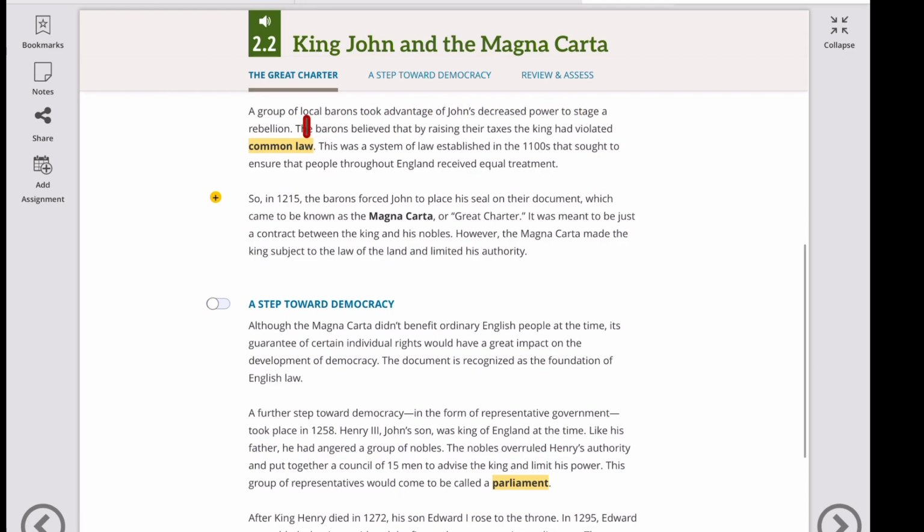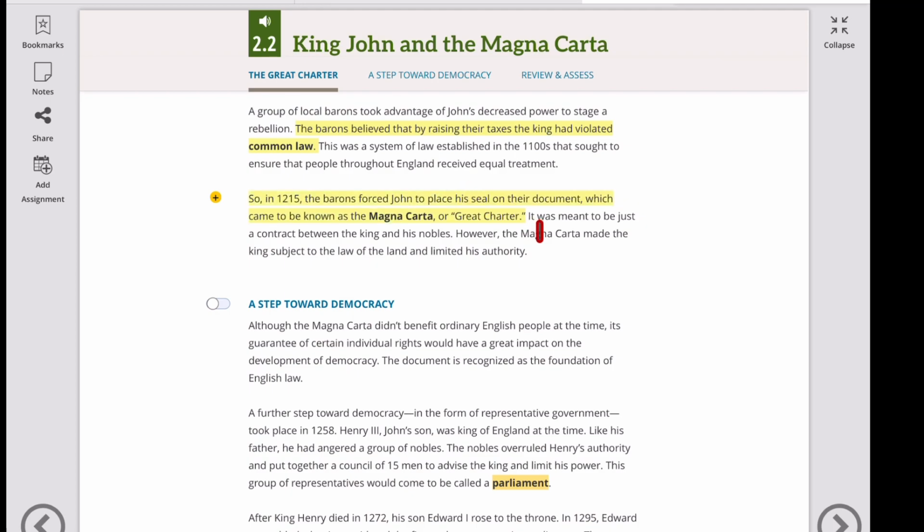So in 1215, the barons forced King John to place his seal on their document, which came to be known as Magna Carta, or the Great Charter. It was meant to just be a contract between the king and his nobles. However, Magna Carta made the king subject to the law of the land and limited his authority.